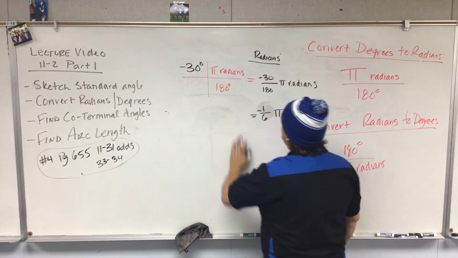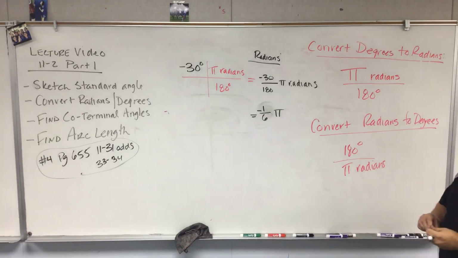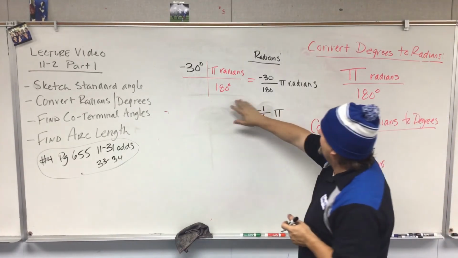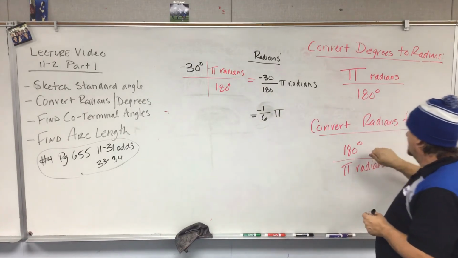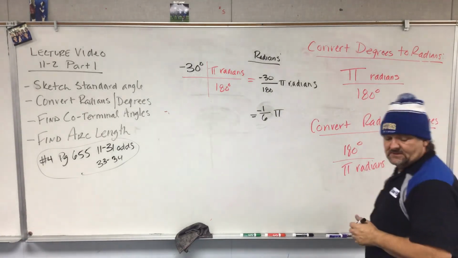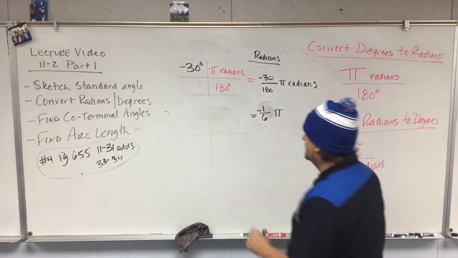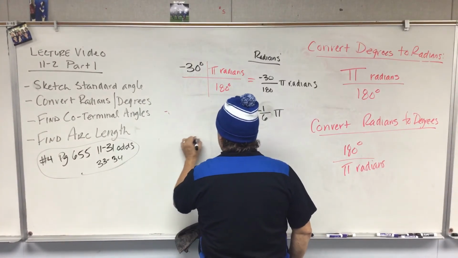Little fraction review. So that's how you convert degrees to radians. You just multiply by pi over 180 radians. Now let's look at converting radians to degrees. Let's look at that one. 5 pi over 2.